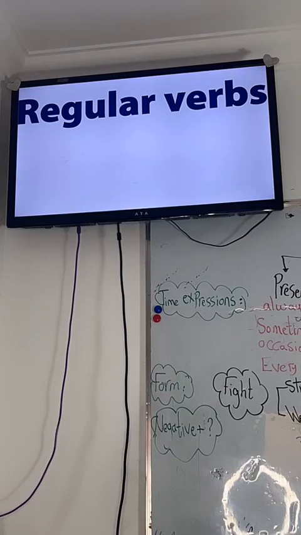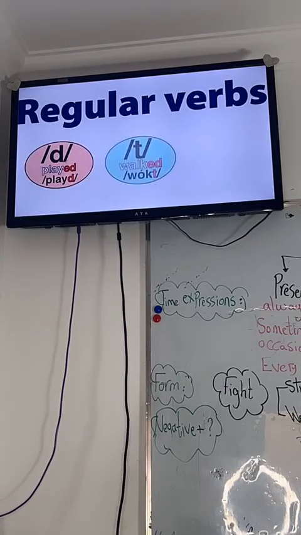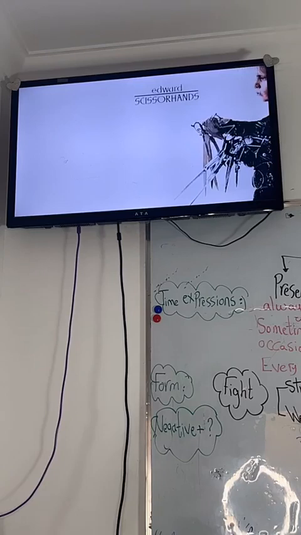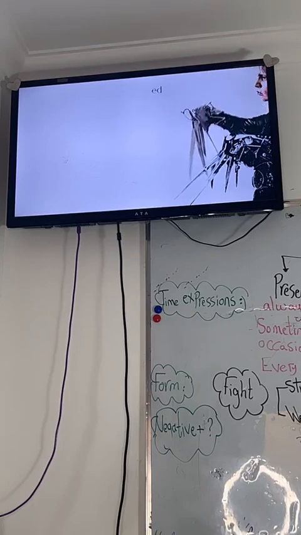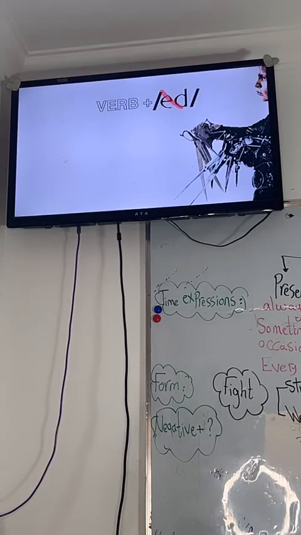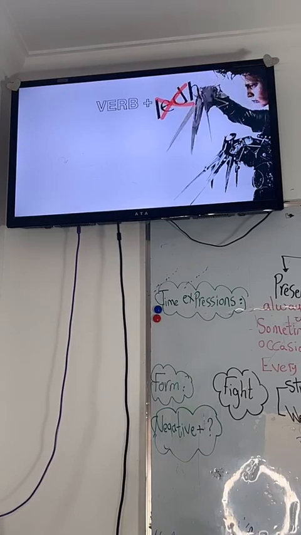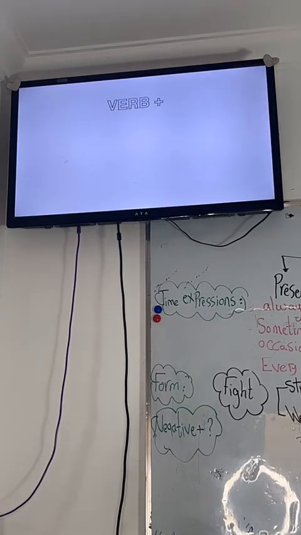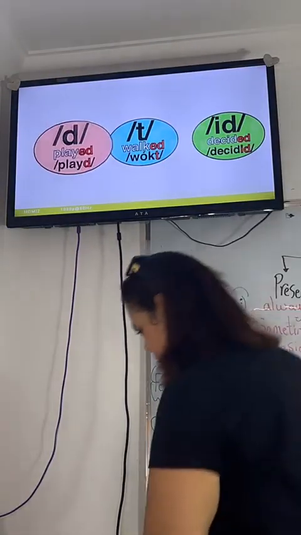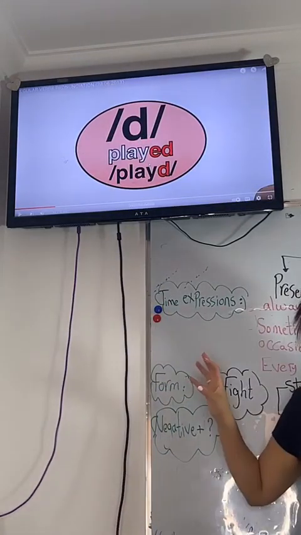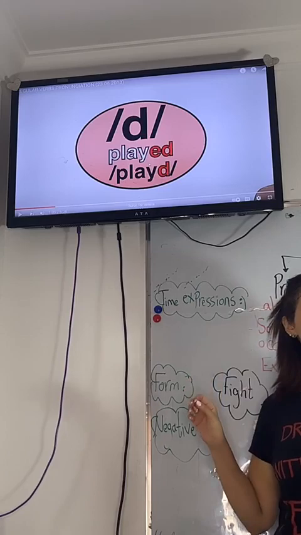Regular verbs. Played. Walked. Decided. When thinking about the pronunciation of the past tense of regular verbs, think about Edward Scissorhands. Ed is short for Edward. Unfortunately, Ed does not exist in the pronunciation of any of the past tense of regular verbs. We don't say Ed. Instead, the ending in regular verbs is pronounced in one of three ways: d, t, or id.